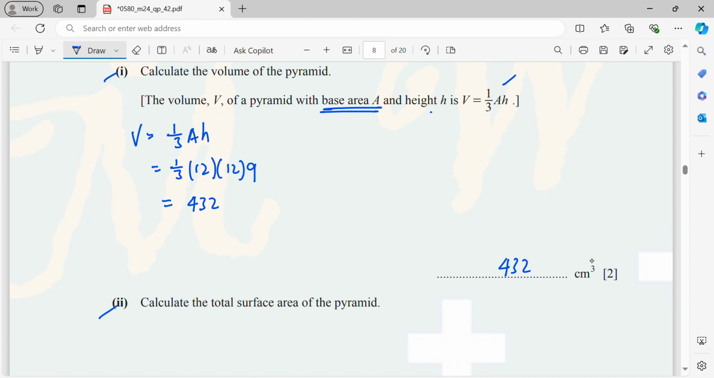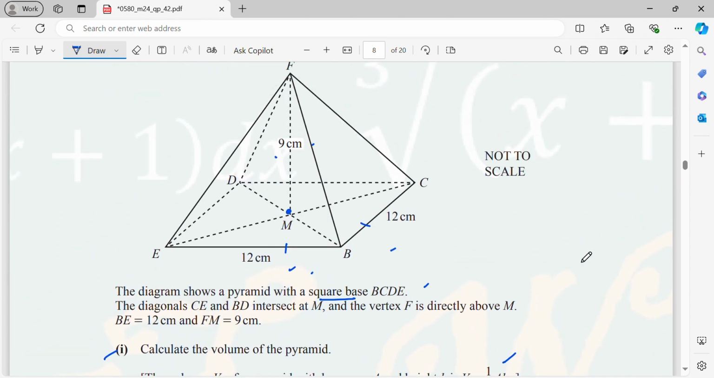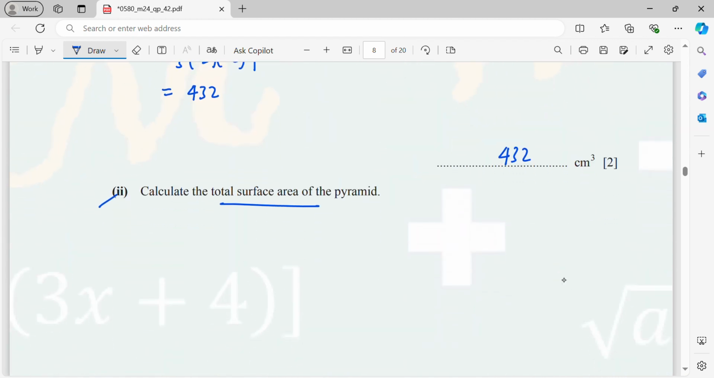Now, part 2, calculate the total surface area of the pyramid. So now we refer to the pyramid here. This is a square base, and then together with 4 sides, or 4 triangles. Because here 1, 2, the back and the side. So 4 areas of triangles. So now I will just write total surface area.